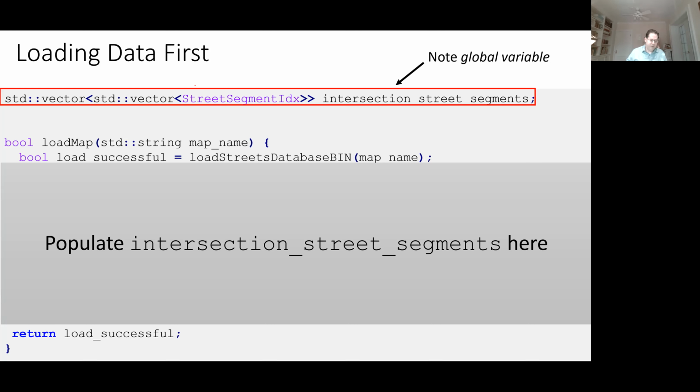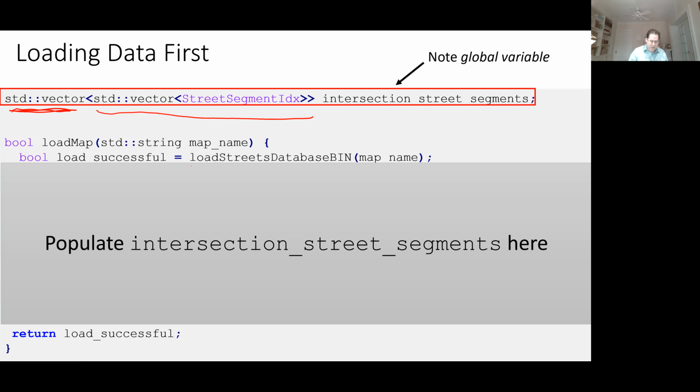So we're in load map, we're preloading data. We decided that a good data structure would be a vector of vectors. Okay, for every intersection ID, we have to be able to return a vector that has all the street segment IDs that touch that intersection. And because we might get asked that question for any intersection, we're going to make a vector of those results and store them in advance. Okay, so we're going to do this inside load map.